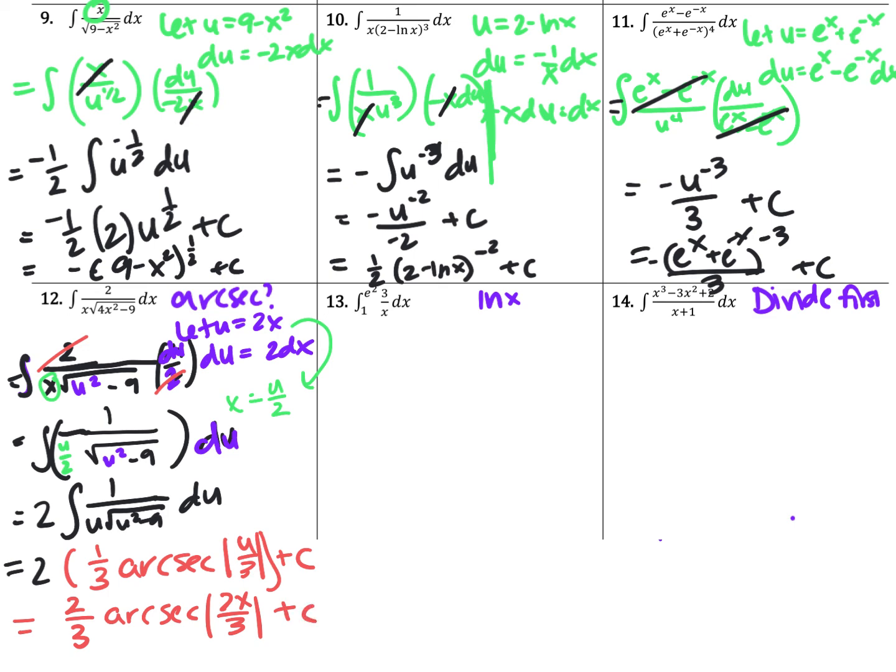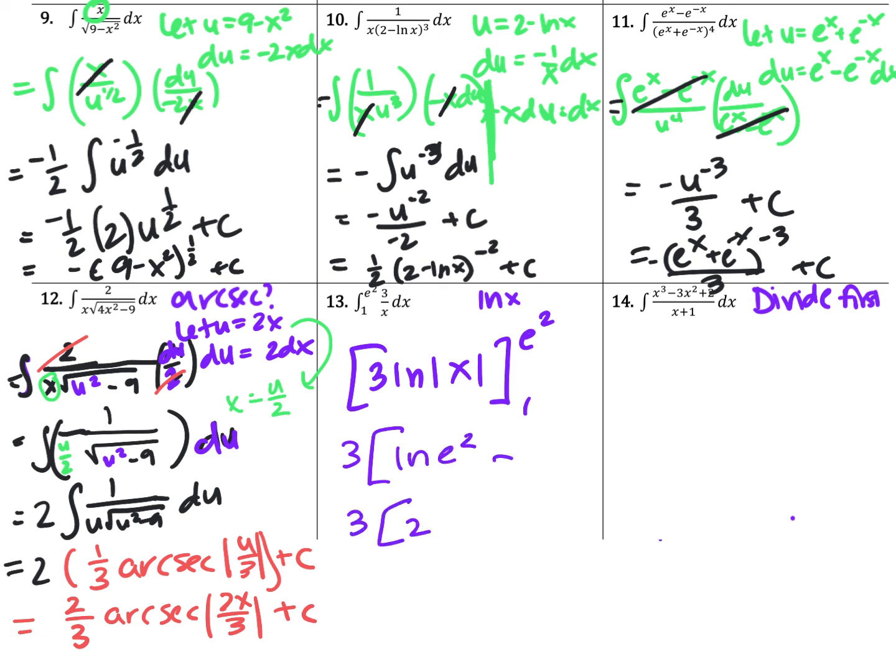Okay, number 13 is just going to be 3 natural log of the absolute value of x, evaluated from 1 to e squared, which is going to be 3 times the natural log of e squared, which is going to be 2, minus natural log of 1, which is 0. So this is just going to be 6.